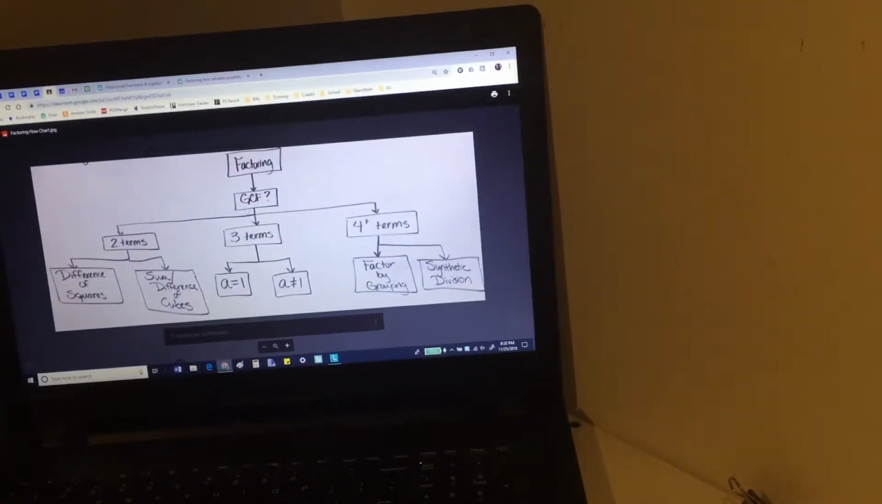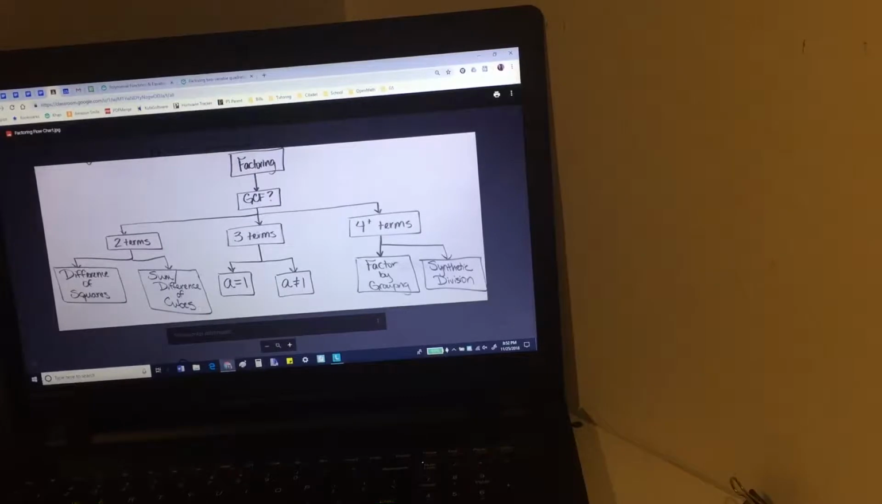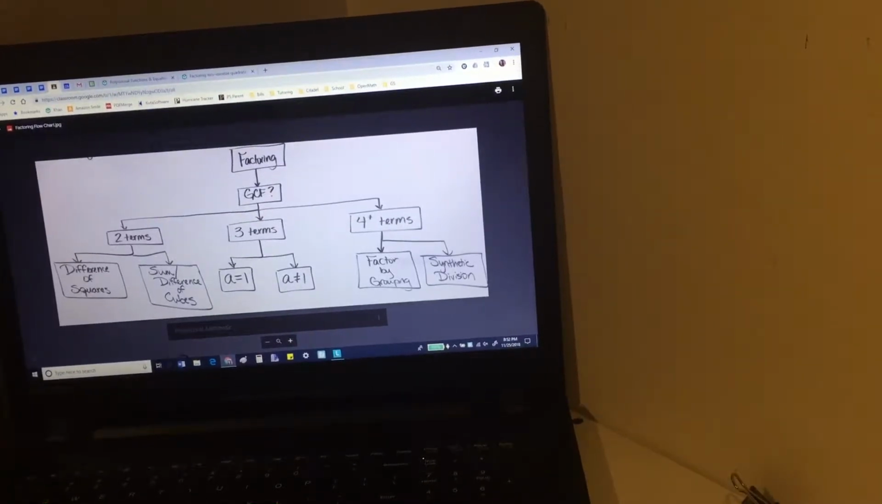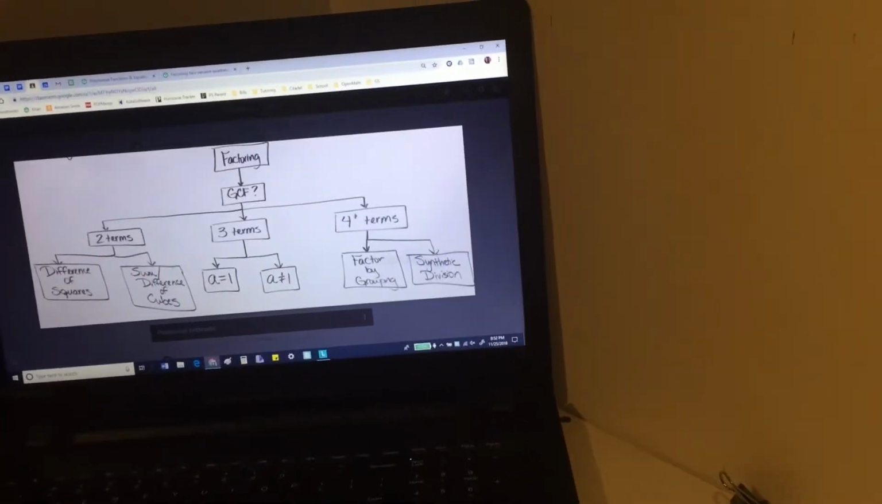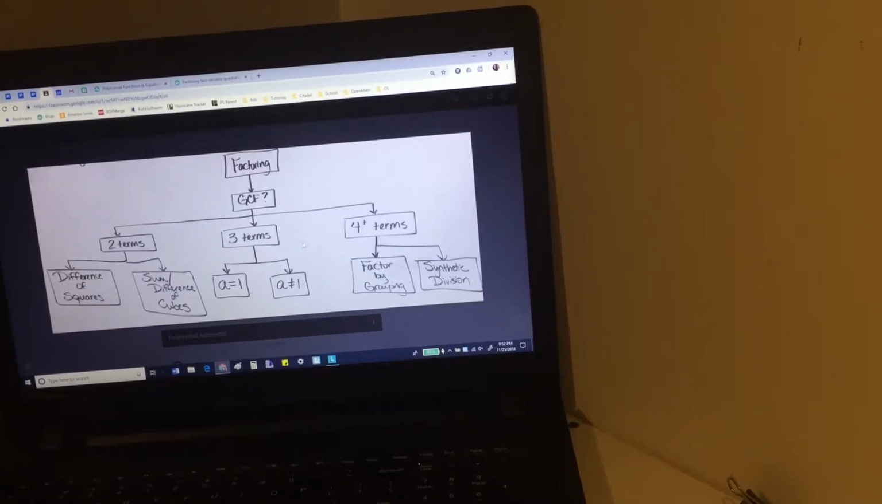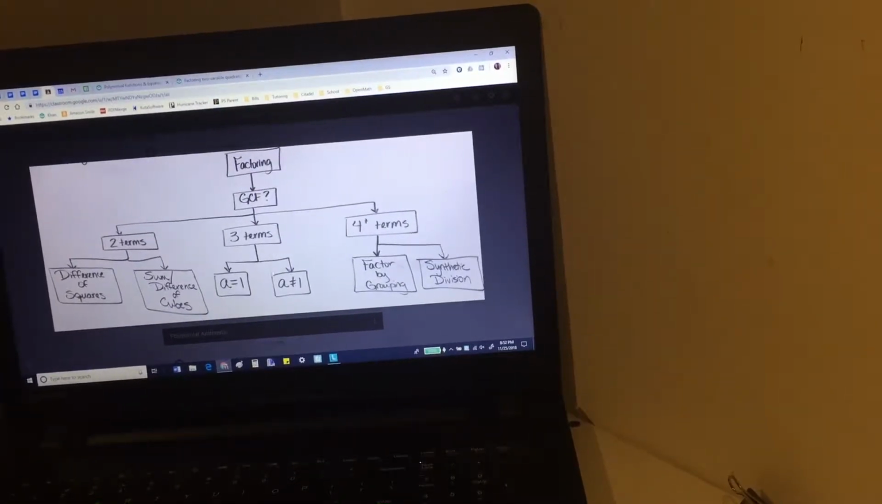All right, factoring, GCF. And then it has 3 terms, so it's an A equals 1 or A not equals 1 thing. Those are the only choices, because it's not 2 terms. It's not 4 or more terms, so it's 3 terms. So this is my only choices. Okay? All right, so let's go figure that out then.